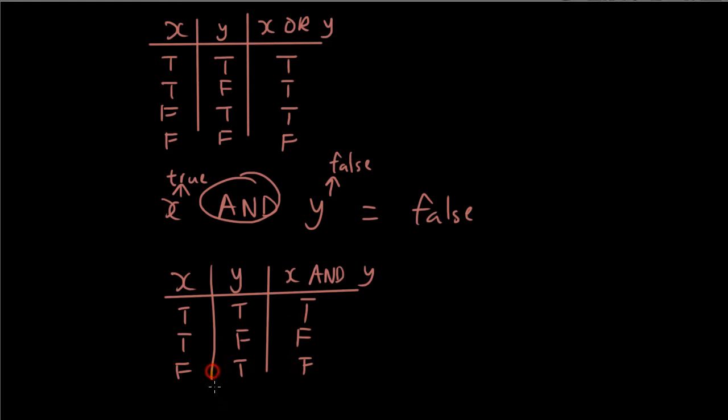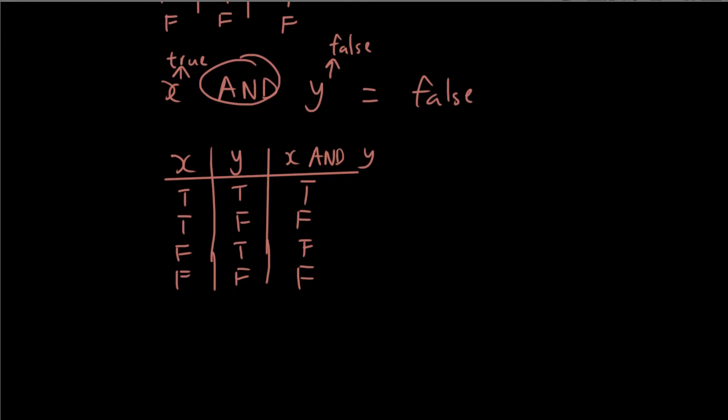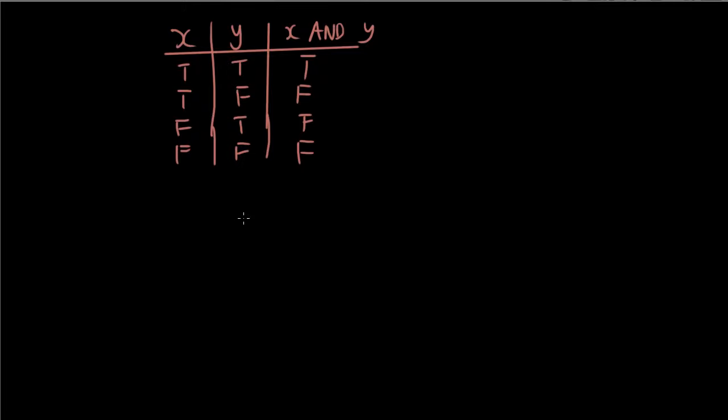So if x is false, x and y is false. If y is false, x and y is false. If both of them are false, guess what happens? Also false. So the only time when x and y is true is when both of them are true. Okay, so now let's do the XOR, x XOR y.